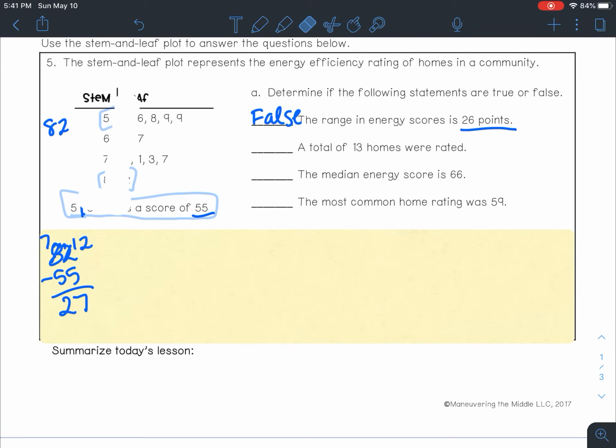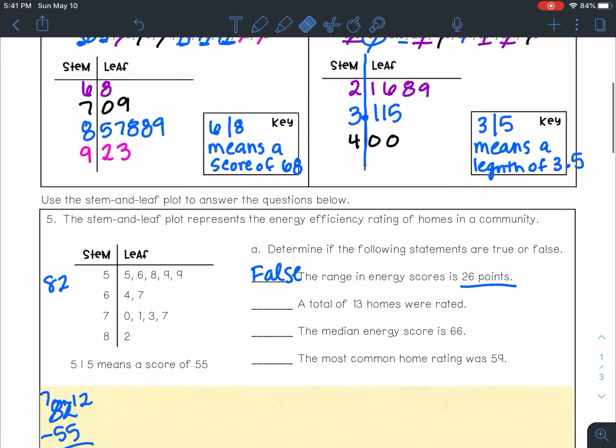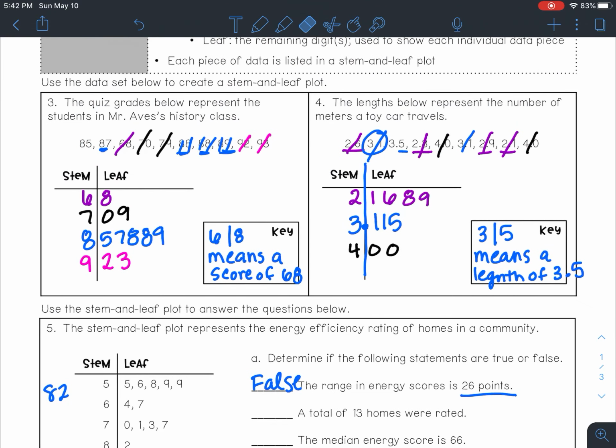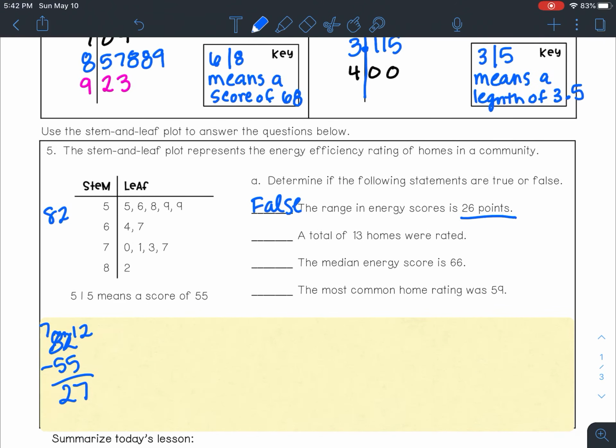The next question says, a total of 13 homes were rated. Going back up, you see that I had this set of numbers, and that was displayed here. So to figure out if there were 13 data pieces, we just count our leaves here. So I have 1, 2, 3, 4, 5, 6, 7, 8, 9, 10, 11, 12. So this one is also false.